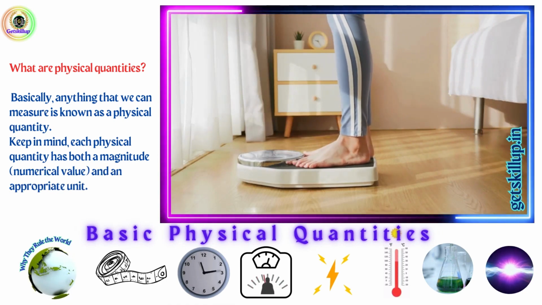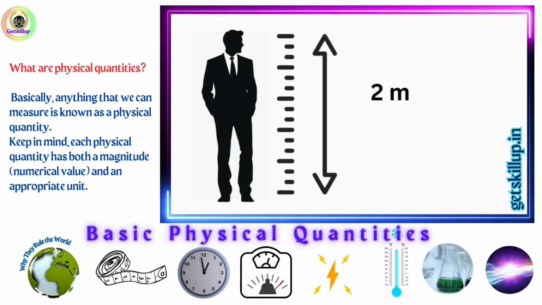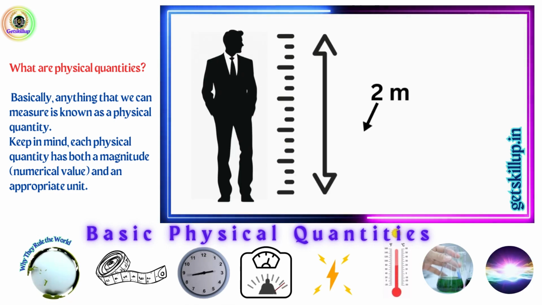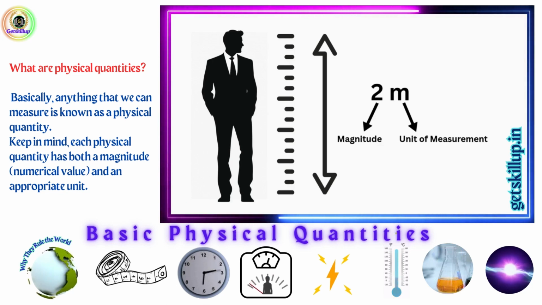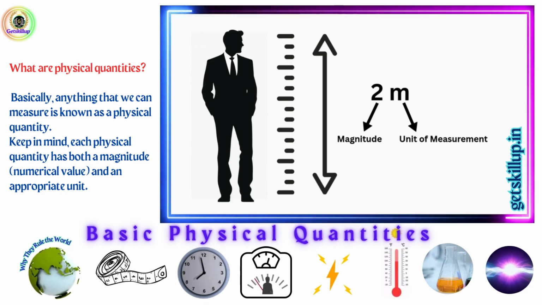Let's take an example. See this man here. Suppose his height is 2 meters. In this case, 2 is the magnitude or size and meter is the unit of measurement. Since we can measure height, that means length is a physical quantity.